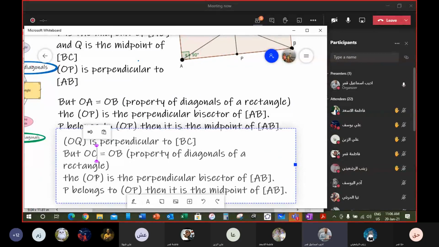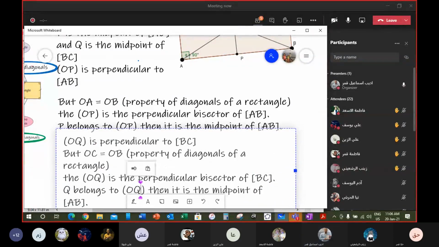Also Q belongs to OQ. Then it is the midpoint of segment BC. So they are similar to each other. This way we have finished part 1.